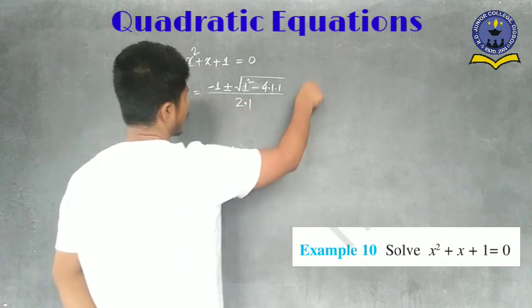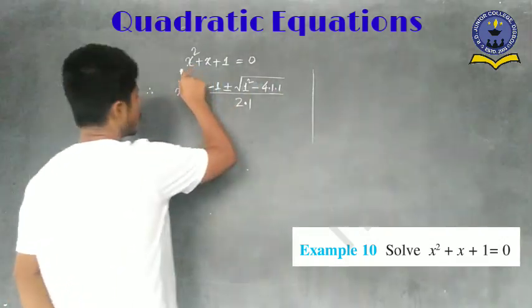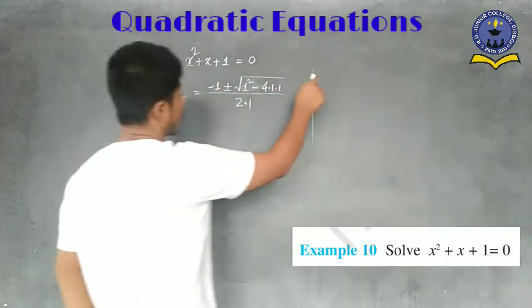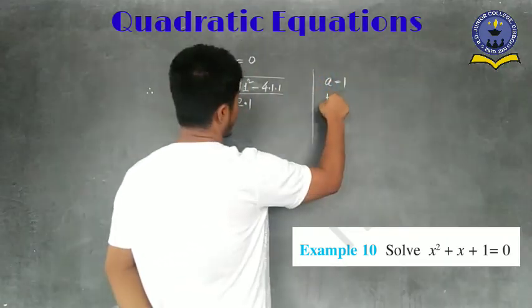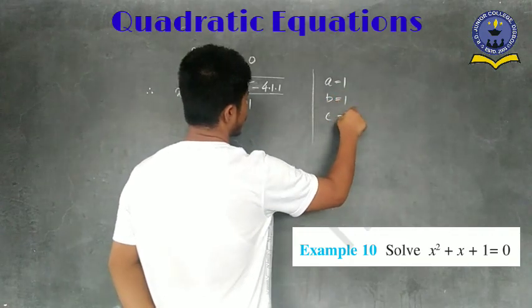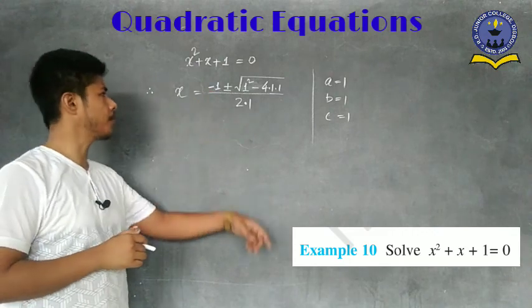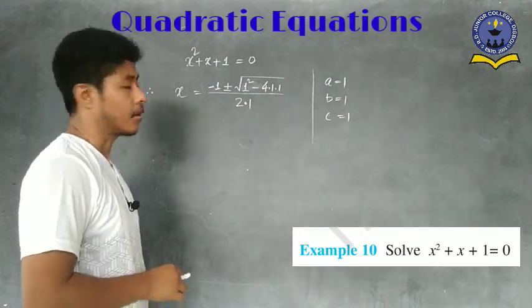Is it clear? So if you want, then you can write here, a means what? If we convert this one into the general form of ax square plus bx plus c, here a means what? 1, so that's why we write a equal to 1, b means what? 1, and c means what? 1. So in this case these three are 1, 1, 1, so that's why minus 1 plus minus root over 1 square minus 4 into 1 into 1 divided by 2 into 1.